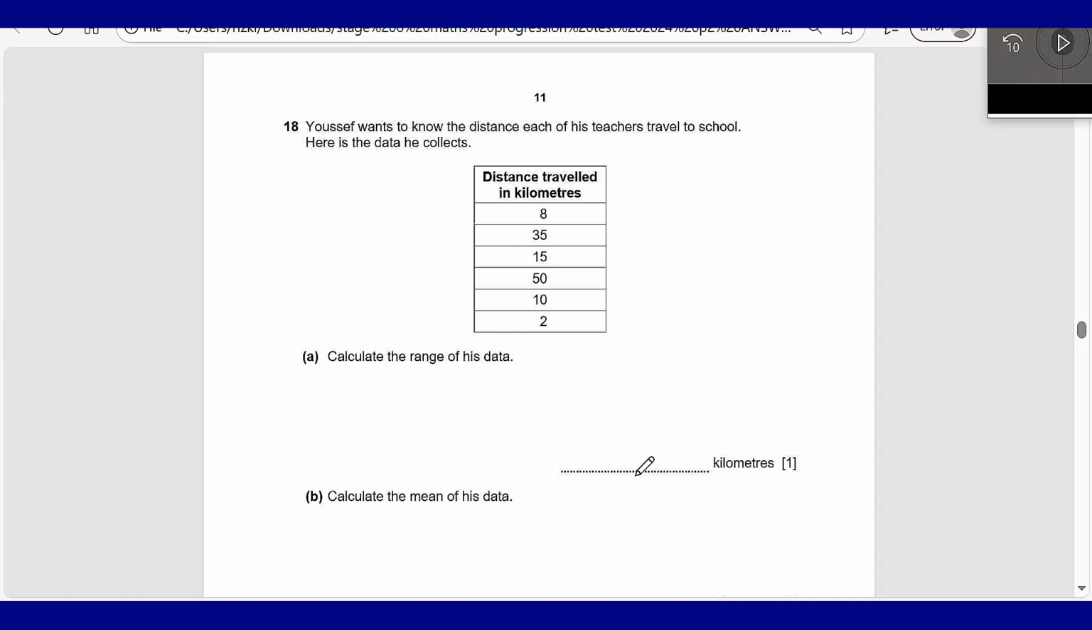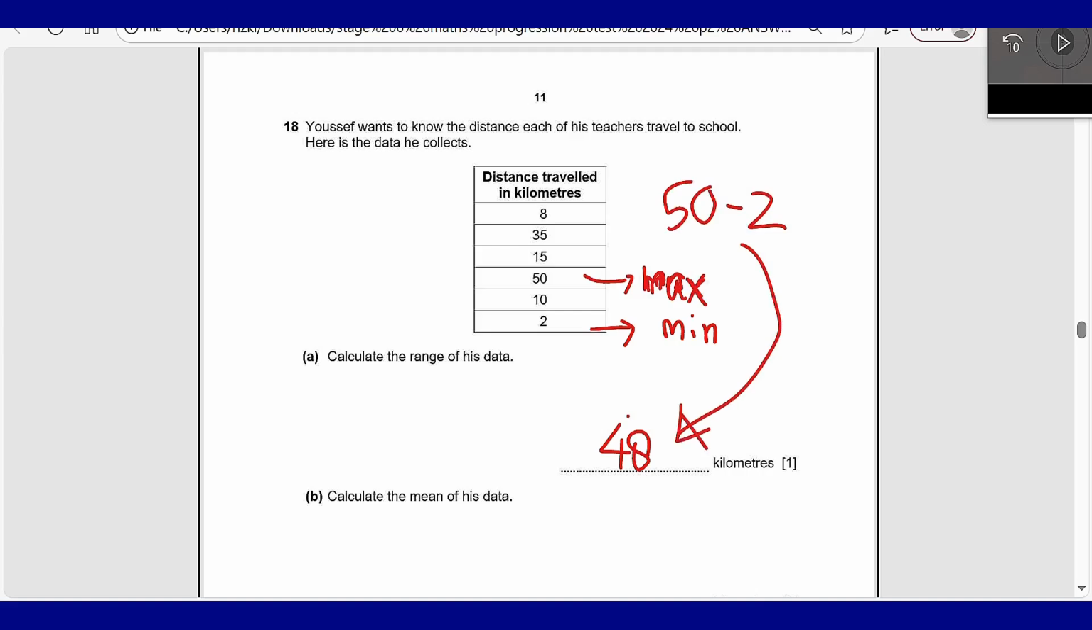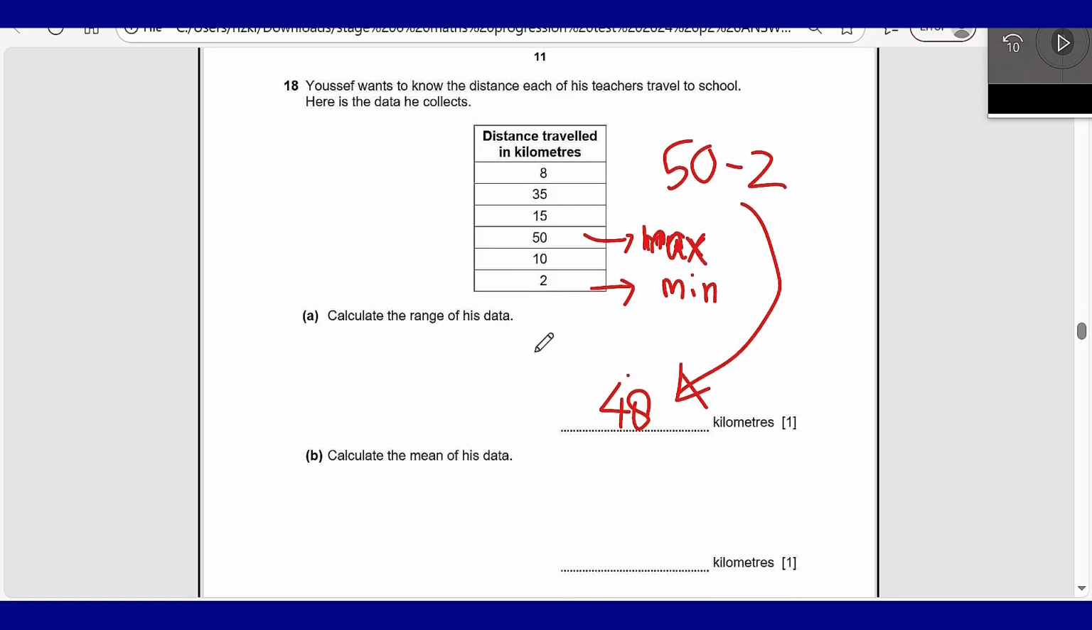Okay, the correct answer is 48. How do we do that? So the highest is 50, the max value, and the minimum value is 2. So max minus min will be our answer here. So max minus min, 50 minus 2, will give us 48 kilometers. Next, calculate the mean of his data.